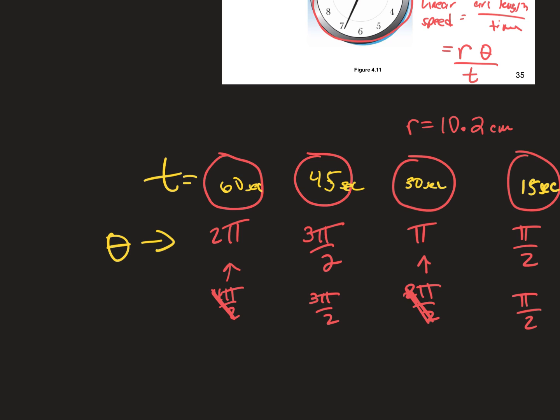Did I go all the way around? Did I go halfway around? That sort of thing. So depending on how the question is worded, they're going to give you the time and the central angle, depending on what they're asking.